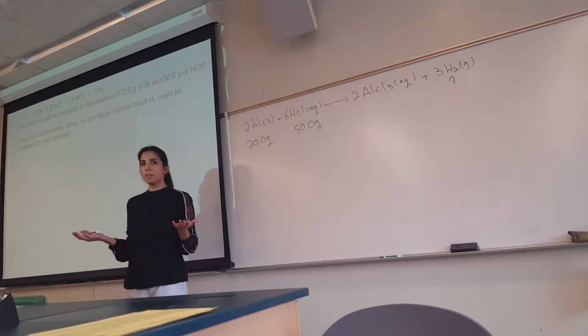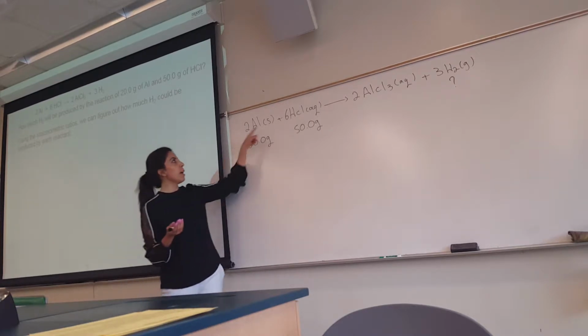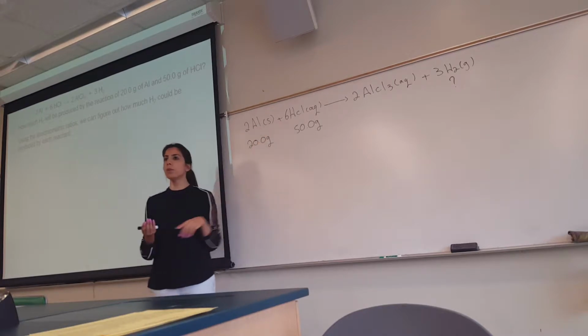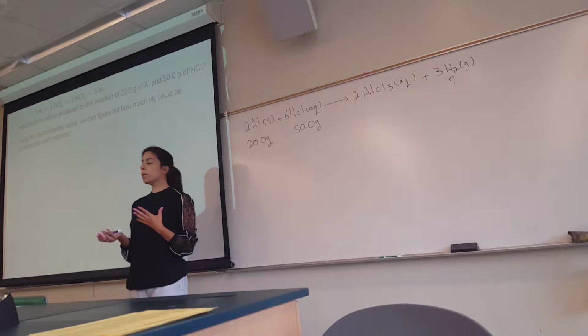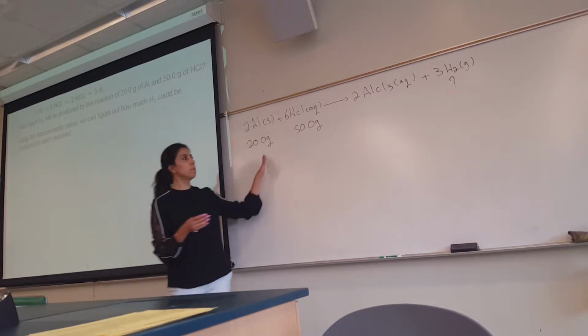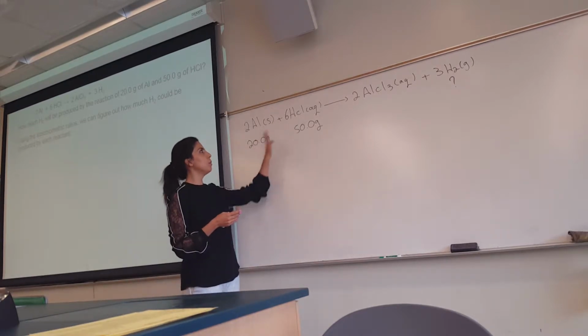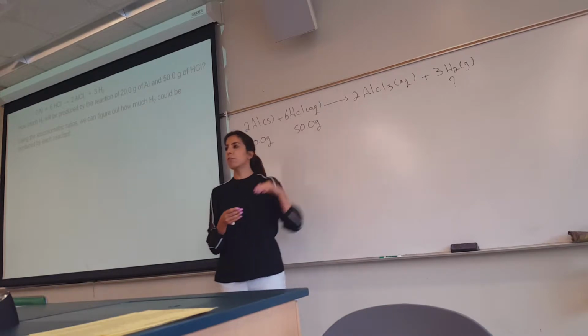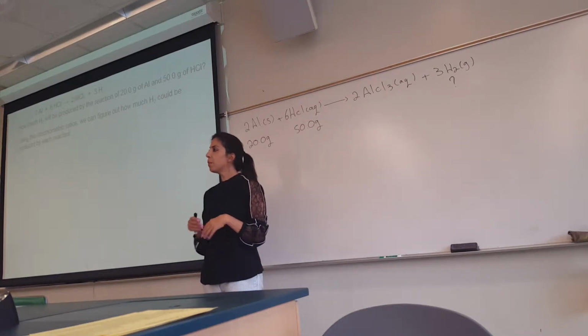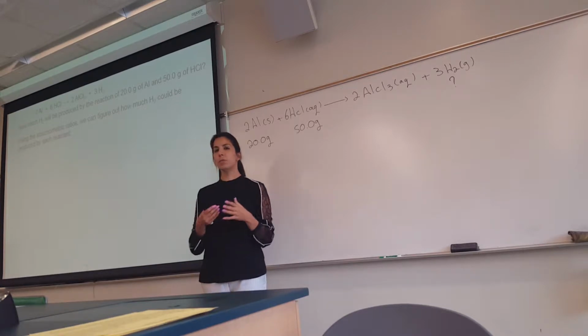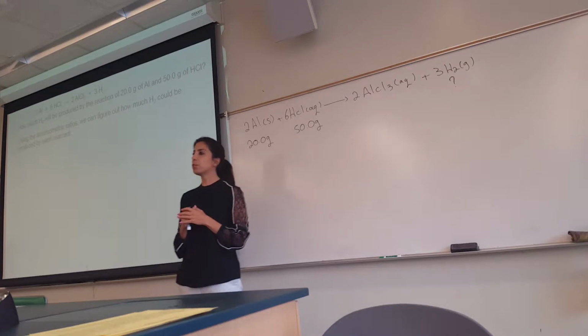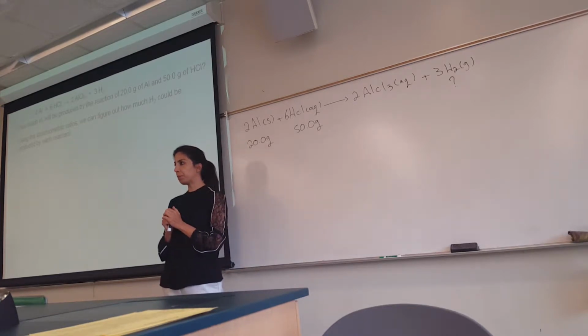They are in grams, and I don't know if they actually have this appropriate molar ratio or not. So we have to check. If they have the appropriate molar ratio, then I can use either aluminum or hydrochloric acid to find the amount of hydrogen. But if they're not in a stoichiometric ratio, I have to see which one is limiting, which one is excess, and from there figure out how much product would be produced.